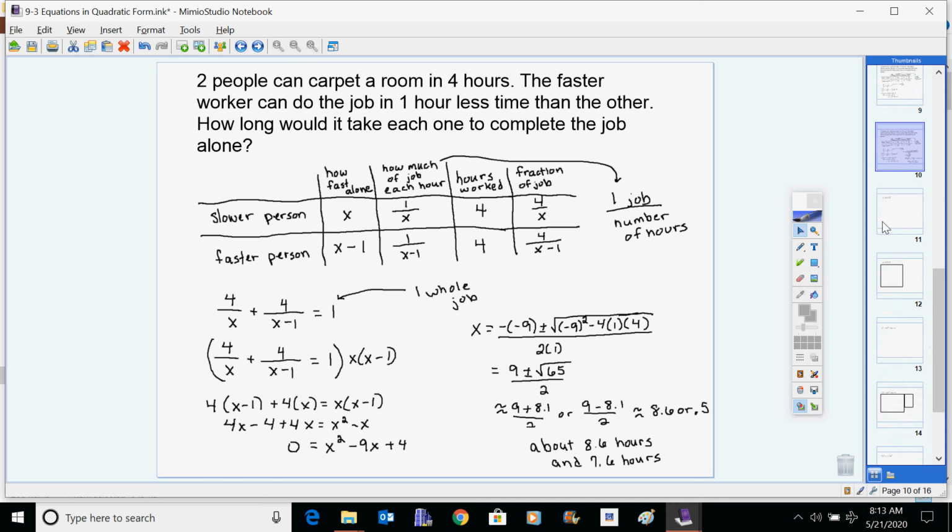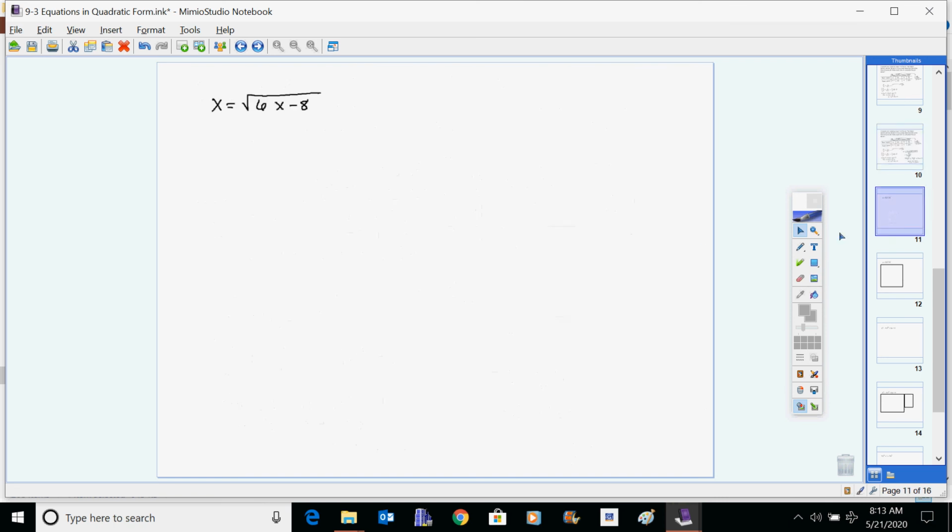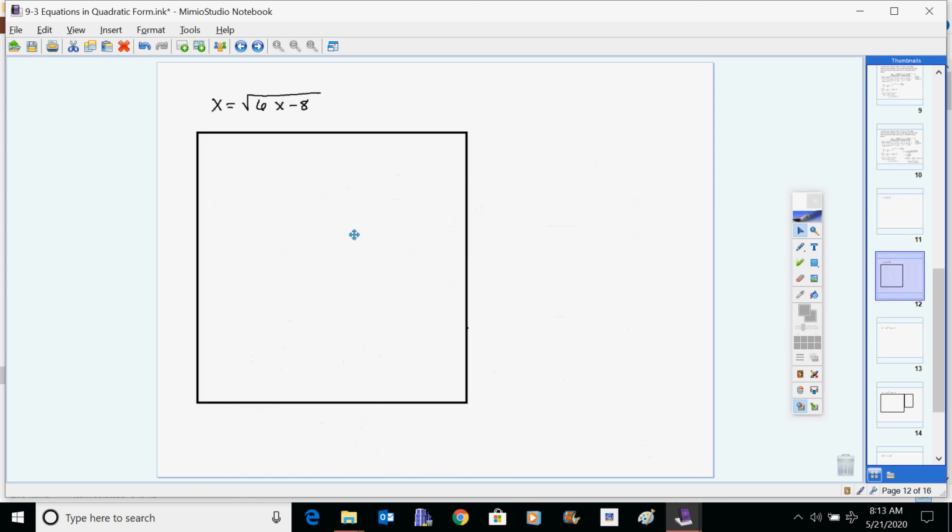Okay? All right, the next ones are not quite this complicated. So let's move on to something a little bit lighter, a little bit easier. Don't forget that when you've got a square root, in order to undo a square root, you can square both sides.